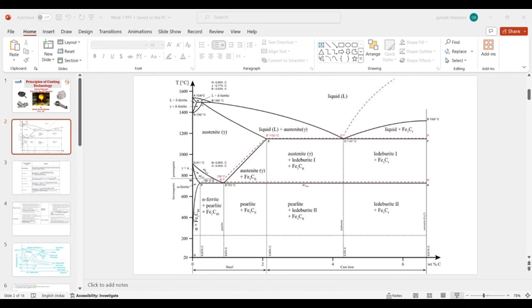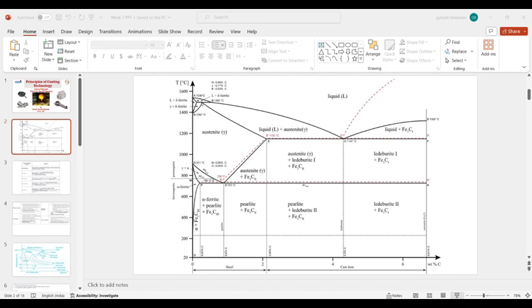The delta ferrite is basically the changed structure of your alpha ferrite only. Why do we say delta ferrite? Because a little change will be there, but the crystal structure will remain the same as your alpha ferrite and pearlite phase. That is also going to be your BCC structure.